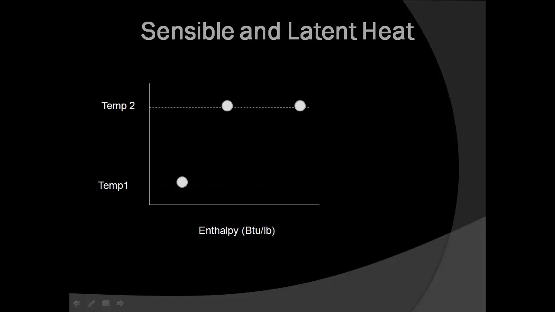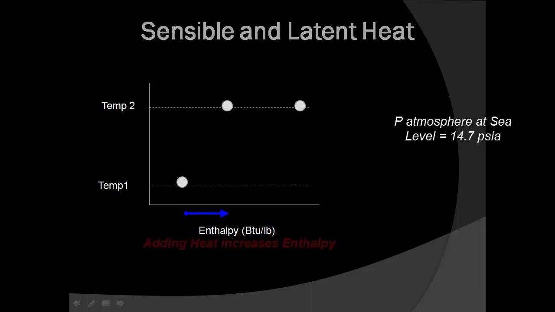Sensible and latent heat. When heat is added to an open container of water at conditions, say, atmospheric pressure at sea level, a noticeable change occurs. Adding heat to the water results in a temperature increase. This is called sensible change. In sensible change, the temperature rises as the enthalpy of the container of water is increased. The increase in enthalpy is called sensible heat.